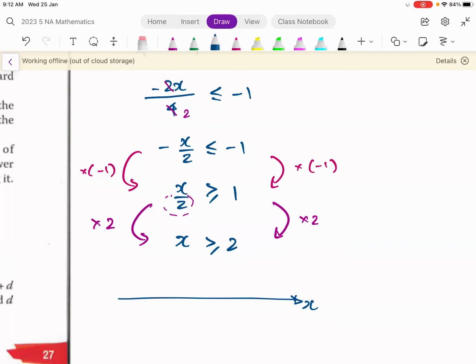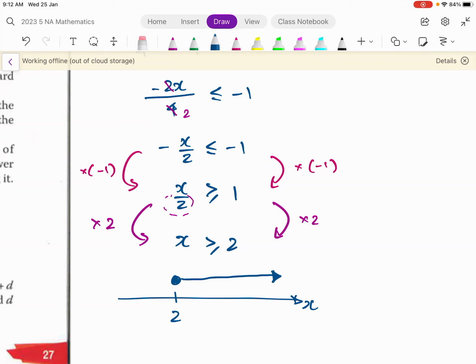There is only one number that we're interested in on this number line. It is 2. So just draw a 2. Draw a circle. We are looking for x greater than or equal to 2. So we're looking for values to the right side of 2, including the value 2. So you circle it, you color it.